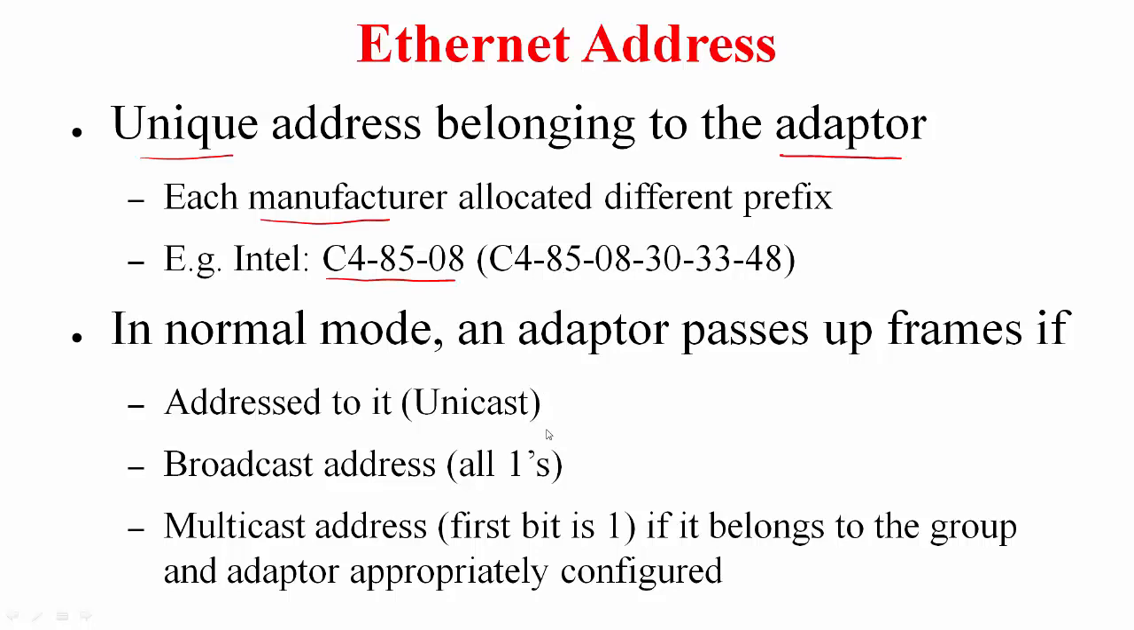It will also accept the frame if the address is the broadcast address. Broadcast address is nothing but all ones. This in hexadecimal will turn out to be all FFs. It will also accept a frame with a multicast address if it belongs to the group. In multicast address, the first bit is always 1. And you have to configure your adapter to accept frames corresponding to this multicast address. So that's more or less what is to know about the Ethernet technology.